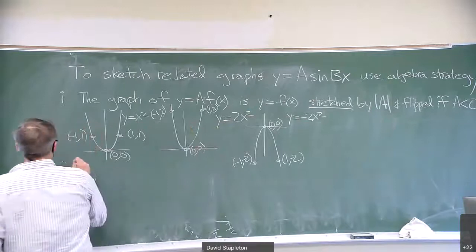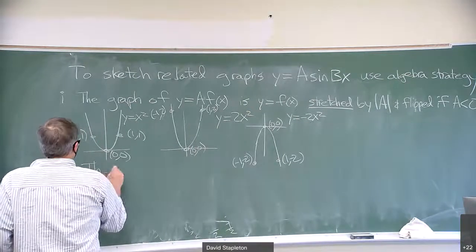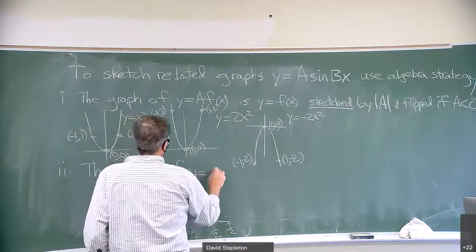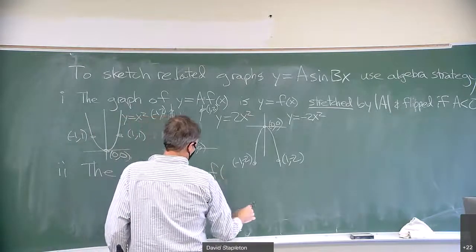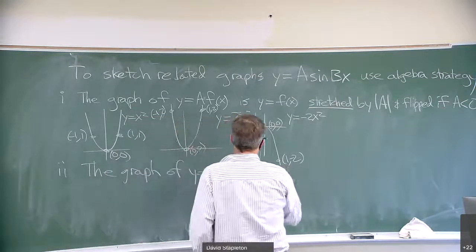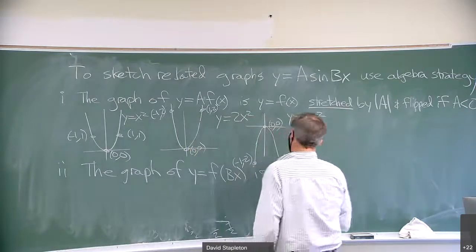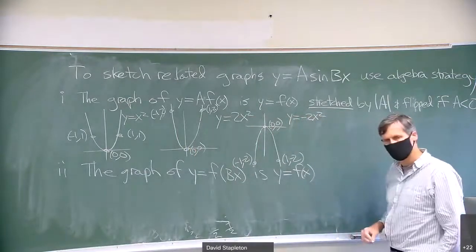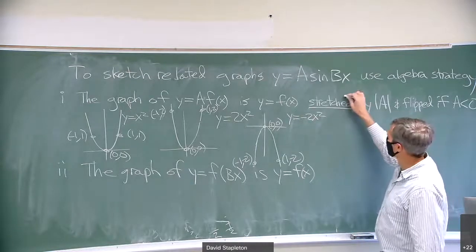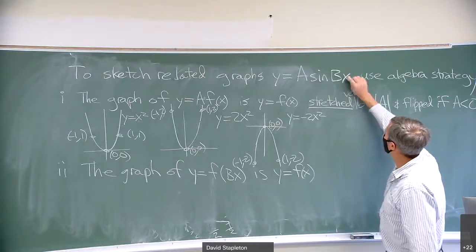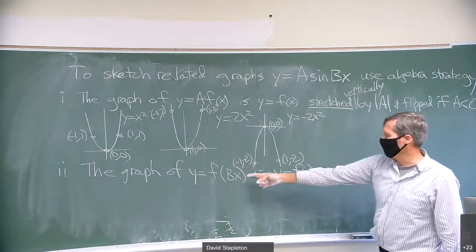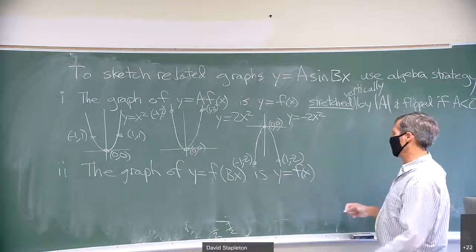Moreover, the graph of y equals f of bx is the graph of y equals f of x. And what do I have to do to get that? I should have said on this first one, I said it out loud, but I didn't write all the words. This first one was stretched vertically. When I replace x by bx, it's a stretch horizontally.